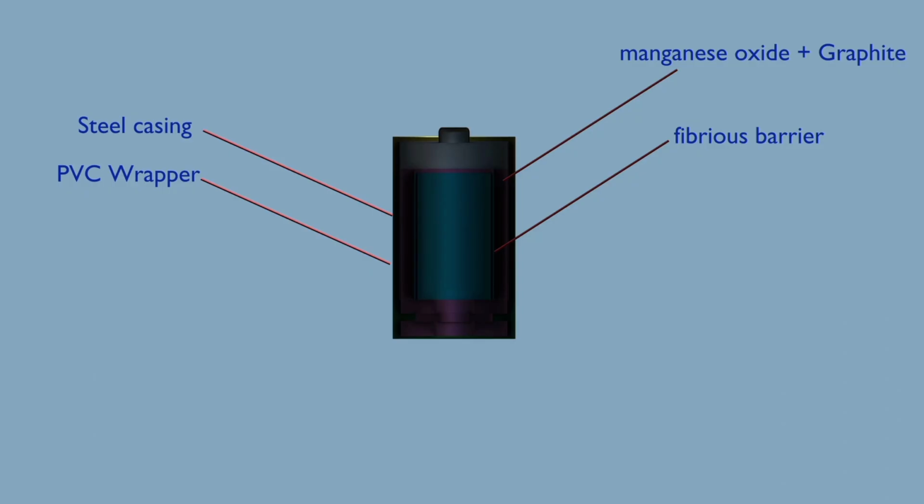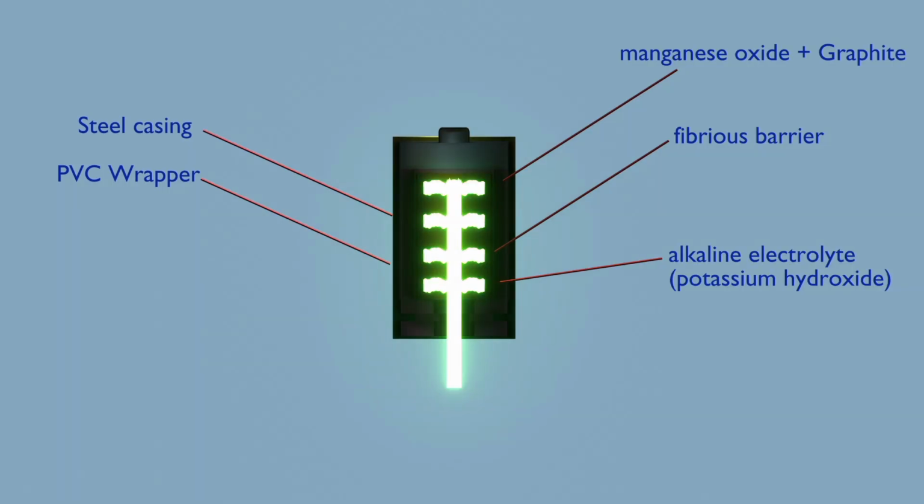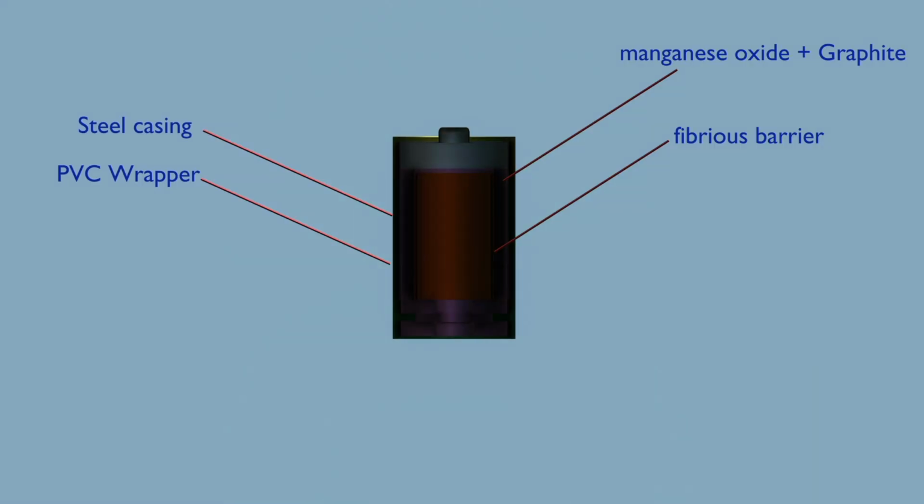An electrolyte, usually potassium hydroxide, is then added to the separator during manufacturing, soaking into it and being absorbed into the materials. The electrolyte used is alkaline, which is why this type of battery is called an alkaline battery.